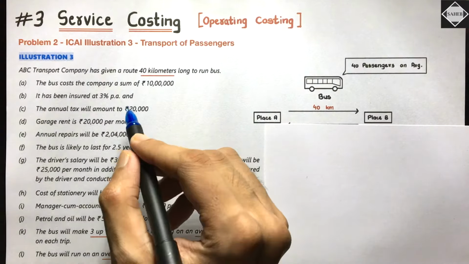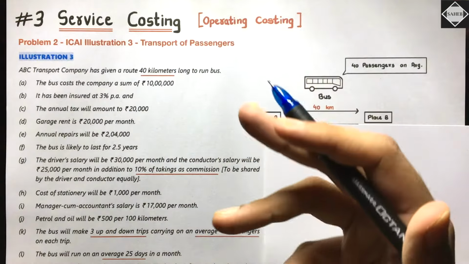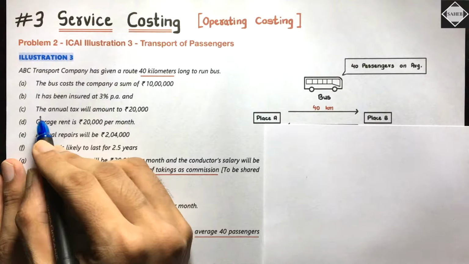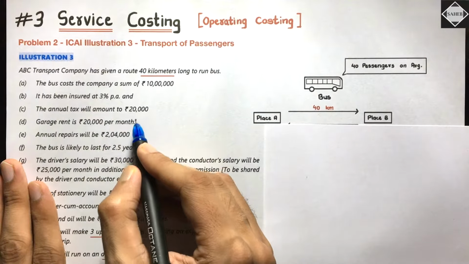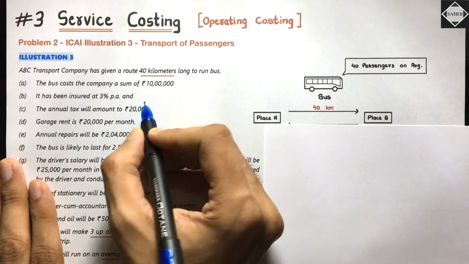So a yearly figure is given. What we are going to do is solve this question on a yearly basis. We'll take all the costs as per annum figures. You can do monthly also, that's also fine. Then see, the annual tax will amount to 20,000 rupees. What is this? This is a standing charge.